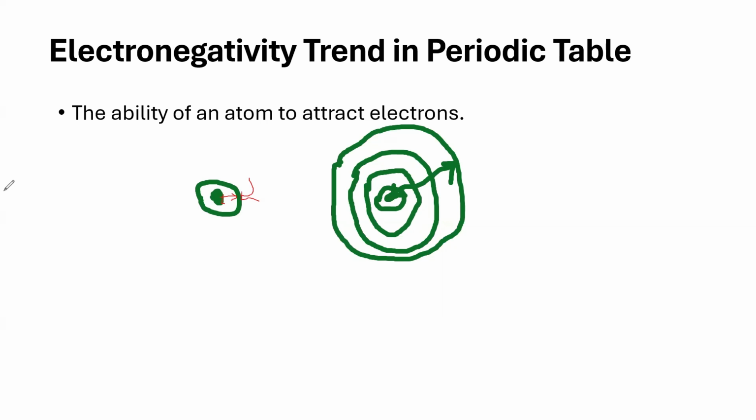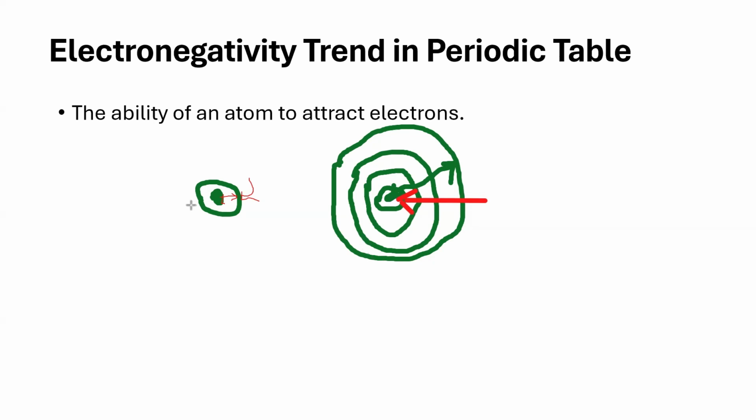Which means that the attraction force increases as the electrons become closer to the nucleus. As the outer shell is far from the nucleus, the attraction force is less, and the ability to attract electrons is less, and then the electronegativity is less.